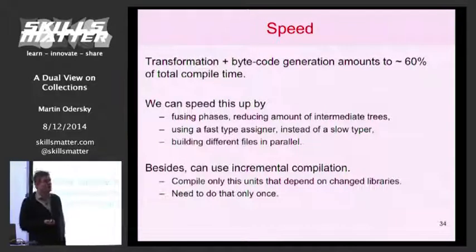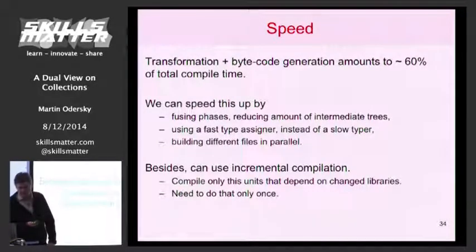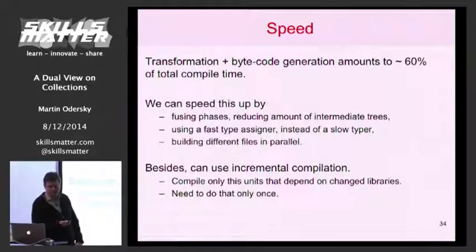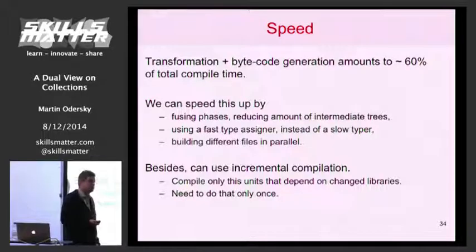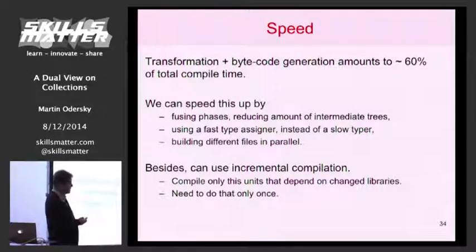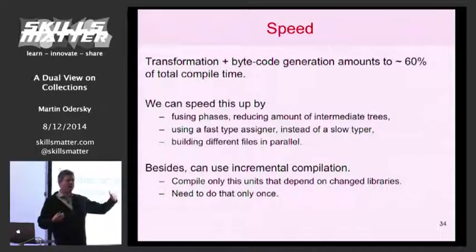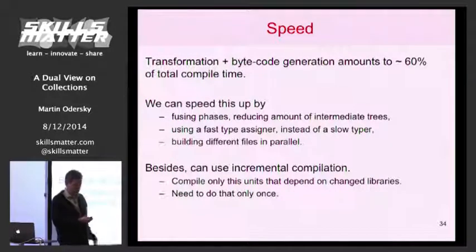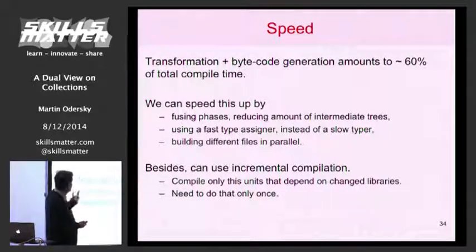Speed. If we look at what the system currently is, transformation and bytecode generation amounts to about 60% of total compile time, which is fairly large, but there are a number of techniques we can use to speed this up, and we are already using them. We can fuse the phases, reducing the amount of intermediate trees. A lot of these phases actually run together, and they don't produce intermediate trees, but are immediately applied to the trees produced by the previous phase.